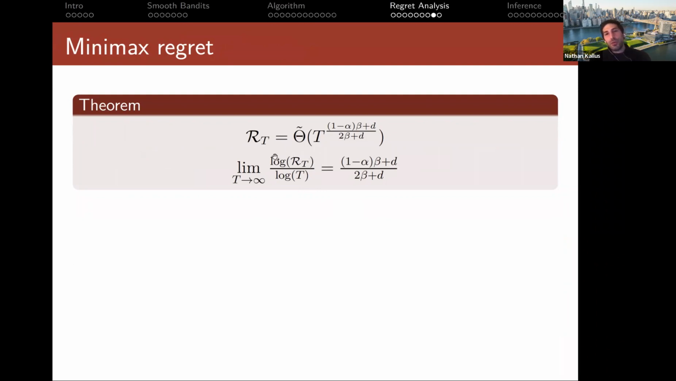Put another way, the leading exponent, which is what I'm calling the limit of the log over log T, is this thing right here. So what is this? This is something that depends on the smoothness of these functions, beta, the sharpness of the margin alpha, and the dimension of the covariates d. And it's the optimal dependence on these parameters, as we've just shown. Let's try to illustrate or draw out what this function is.